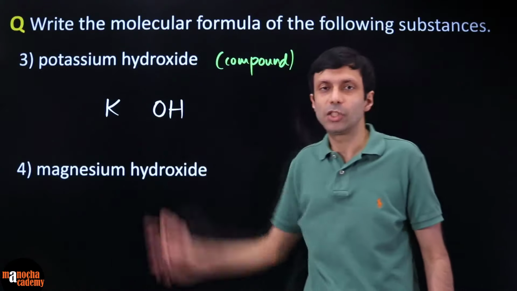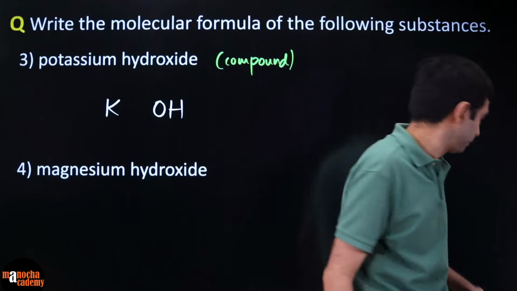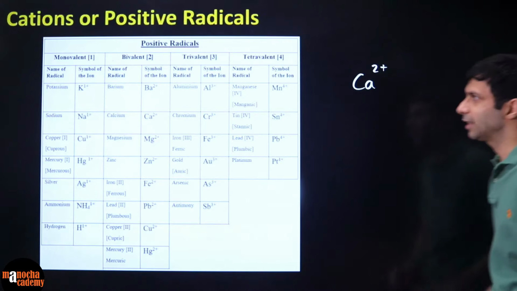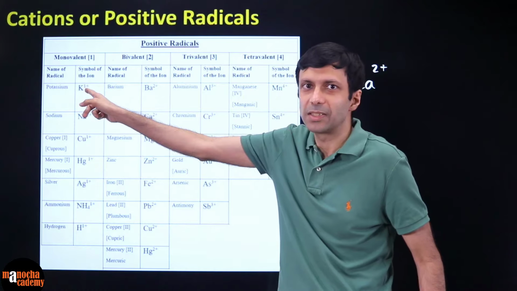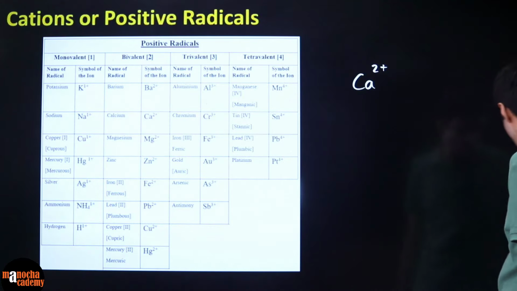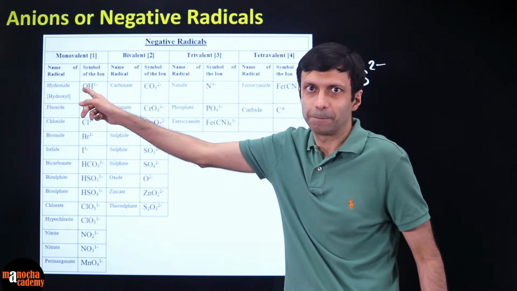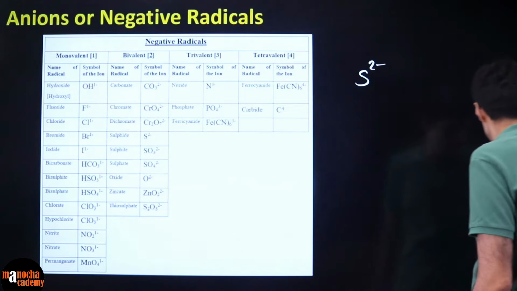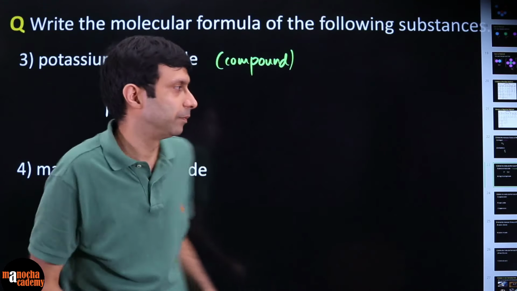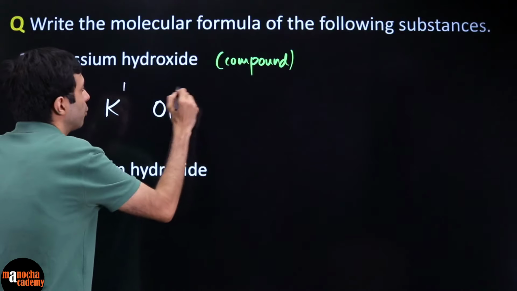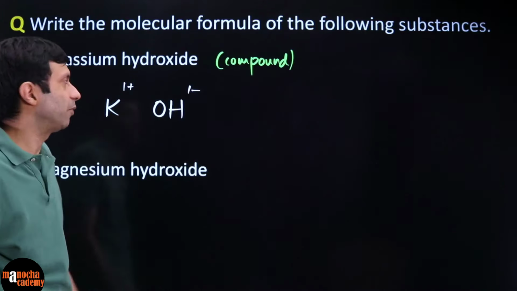So what is the valency of potassium? If you don't know, don't worry. Let's look it up in the table. Potassium, you can see here, is monovalent. It's right here, valency 1 plus. So valency of potassium is 1 plus, and hydroxide is 1 minus. So we don't write -1, we write 1 minus.